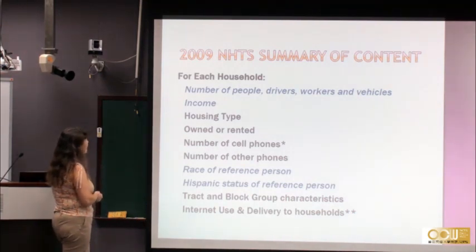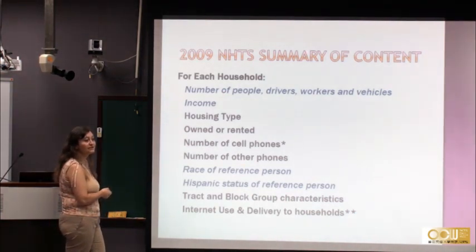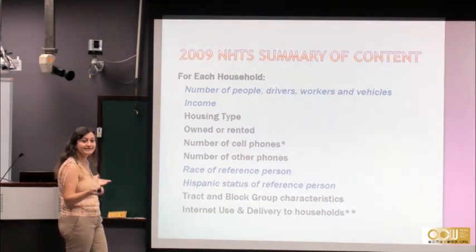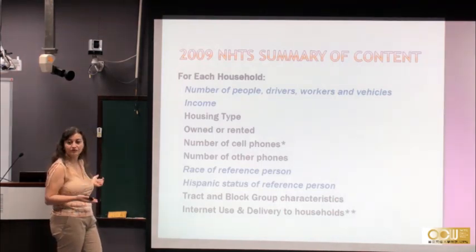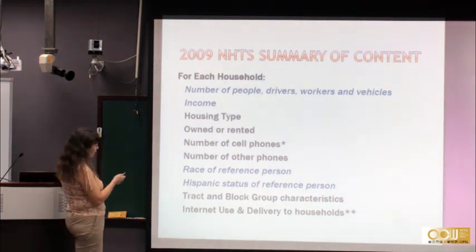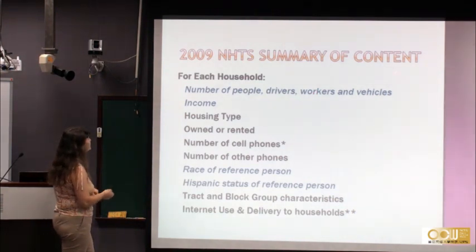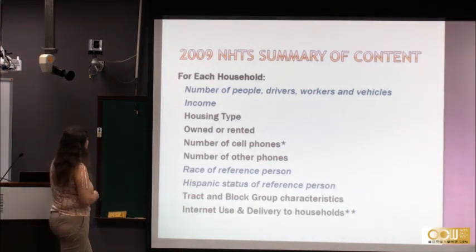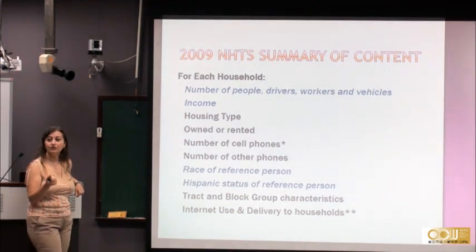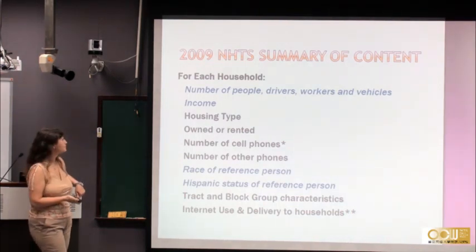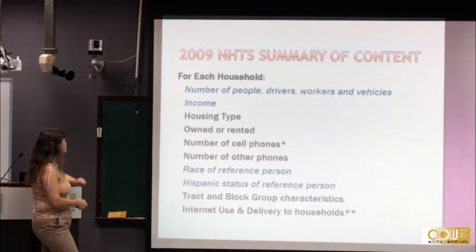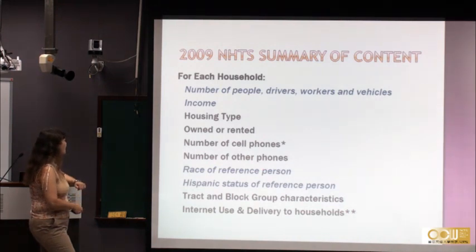You have the number of people in the household, and also by age. For example, you know that there are two adults and three kids. How old the kids are, because all this has an impact on the behavior of the household, right? If you have very young kids, it's different from having teenage kids and so on. You know the number of drivers, the number of workers, and the number of vehicles in the household. You also know the income and the housing type. For example, if you have an apartment, a townhouse, or a single house. If it's owned or rented. The number of cell phones, the number of other phones, the race of the reference person.